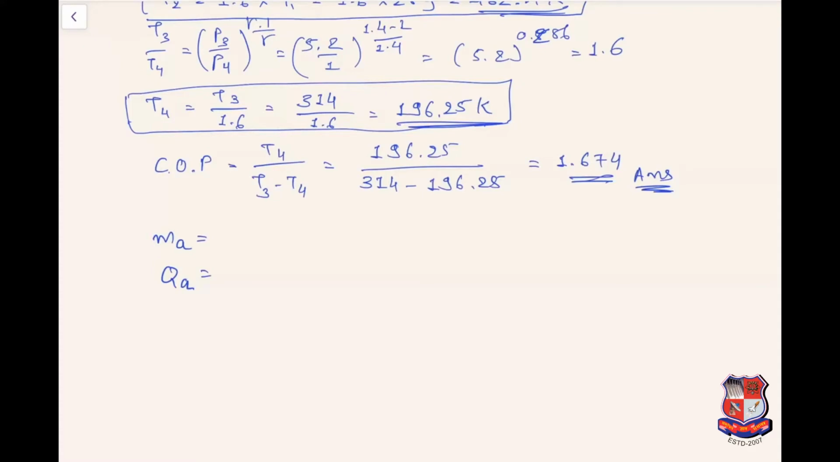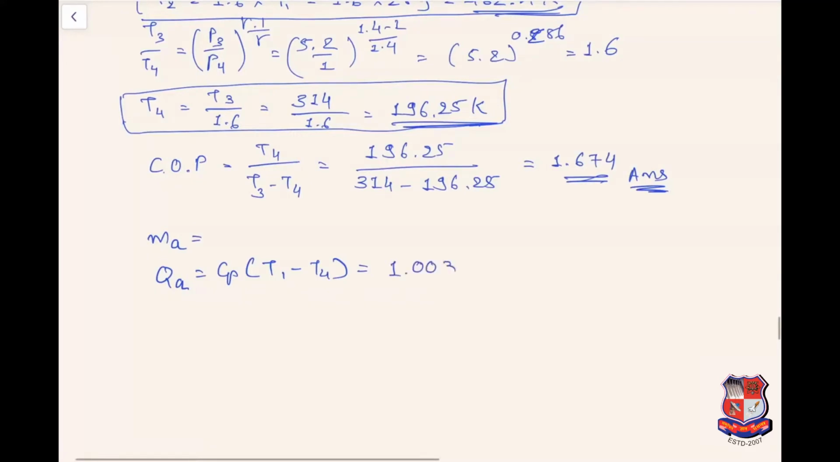If we say Q, that is heat absorbed, that is Cp delta T, and that is Cp (T1 minus T4), or we can say the amount of heat that needs to be removed per kg of air. So that is equal to 1.003 into (289 minus 196.25), and that is equal to 93 kilojoule per kg. So this is the amount of heat required per kg of mass of air.